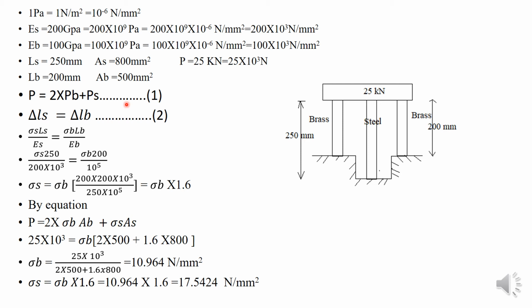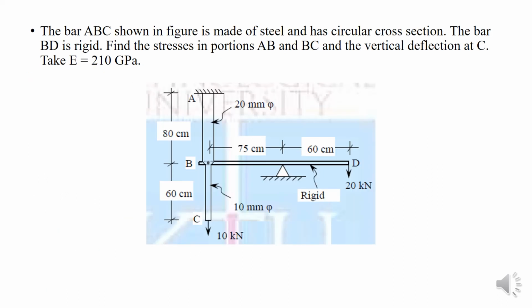So sigma S into 250 divided by 200 into 1000 is equal to sigma B into 200 divided by 10 raised to 5. So you will get sigma S is equal to sigma B into 1.6. By using the expression P equal to 2 times sigma B AB plus sigma S AS, sigma B equal to 10.964 Newton per mm square and sigma S is equal to 17.54 Newton per mm square. That's about that problem.